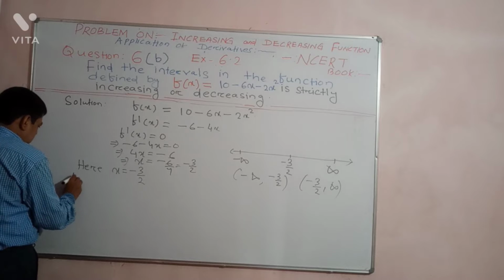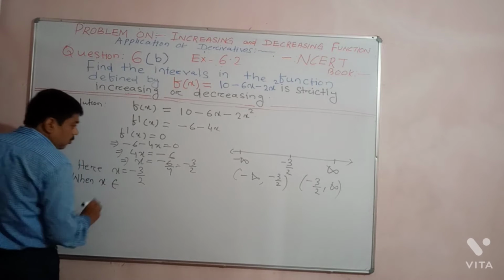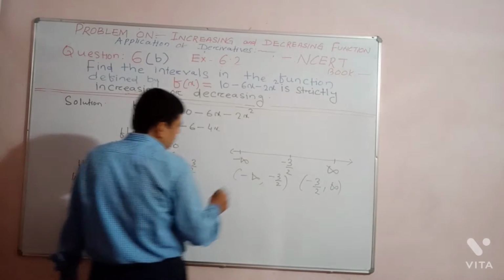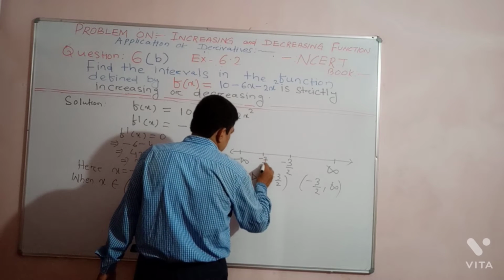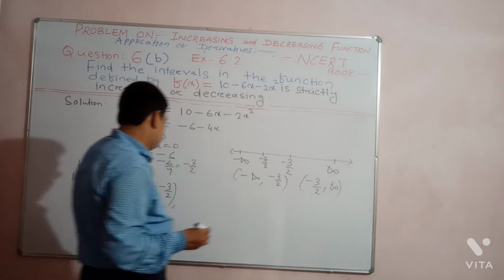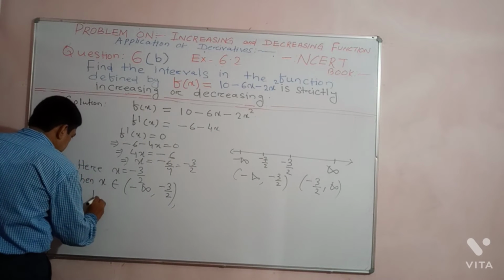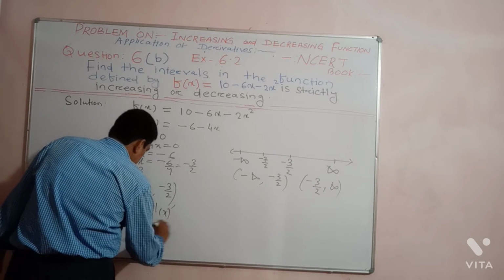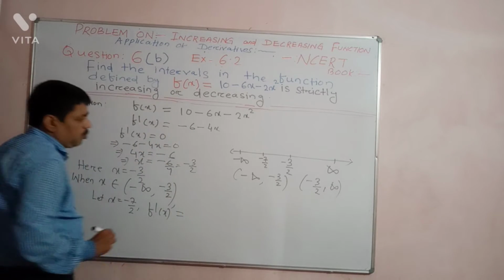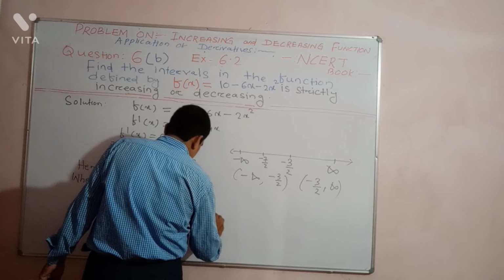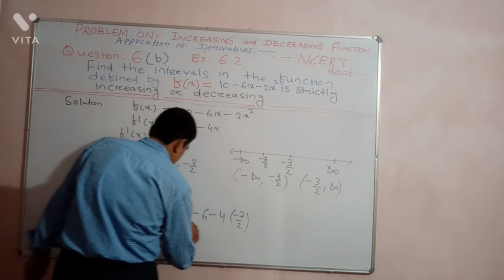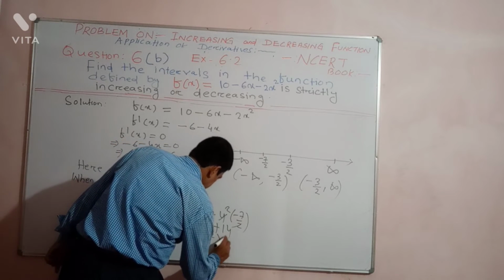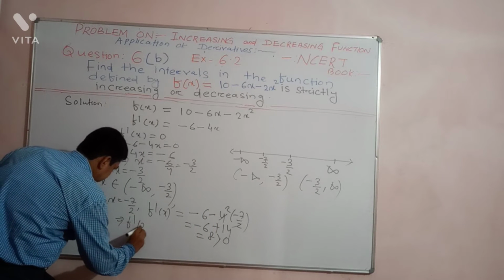So when x belongs to (-infinity, -3/2), suppose I take a number between -3/2 and -infinity, let x = -7/2. Then, putting the value in the derivative f'(x), we shall get the slope of the function: -6 - 4 into (-7/2), which is -6 + 14 = 8. This is greater than 0, so the slope f'(x) is greater than 0.